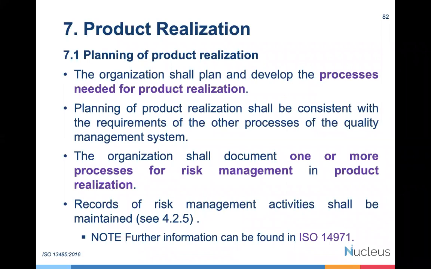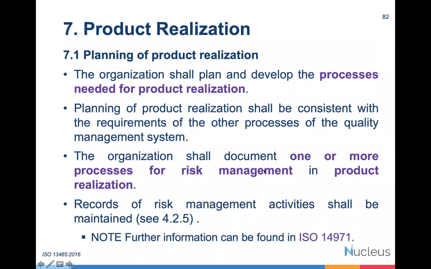Then risk management. In 4.1, we have seen risk management, that is risk management with respect to quality management system processes. But here, look at this. Here we should have risk management for product realization. So the standard is expecting one or more processes for risk management. In the note, they have given, you can refer to ISO 14971.